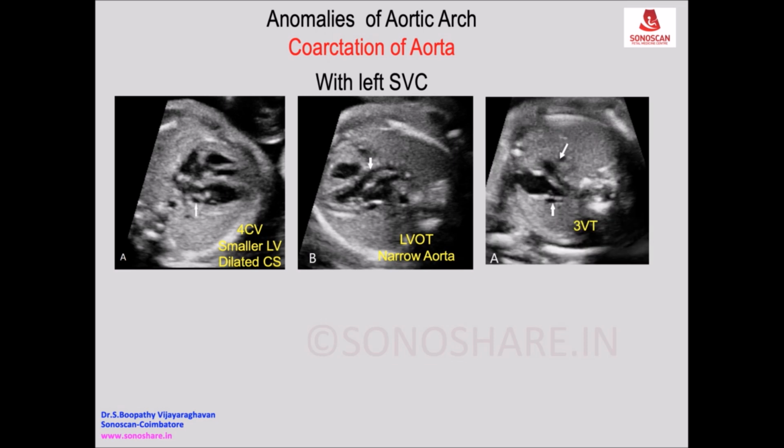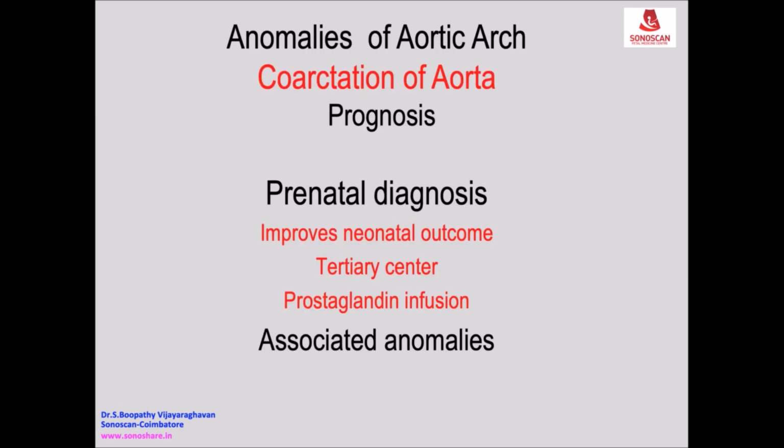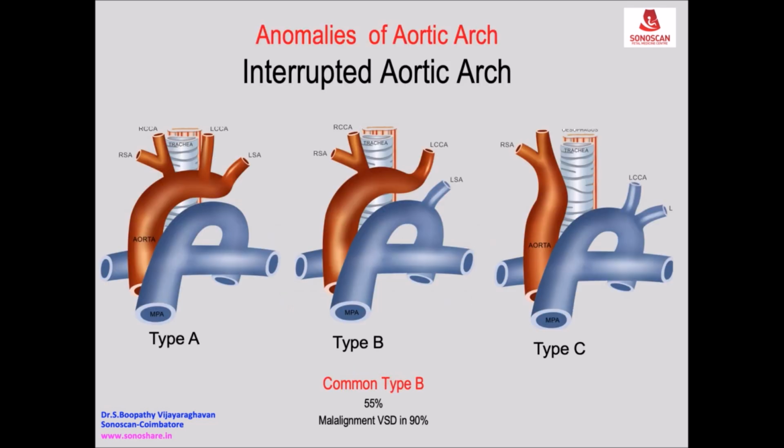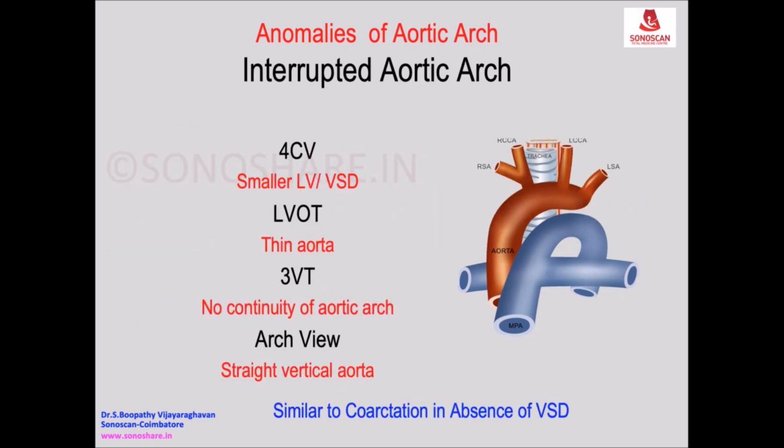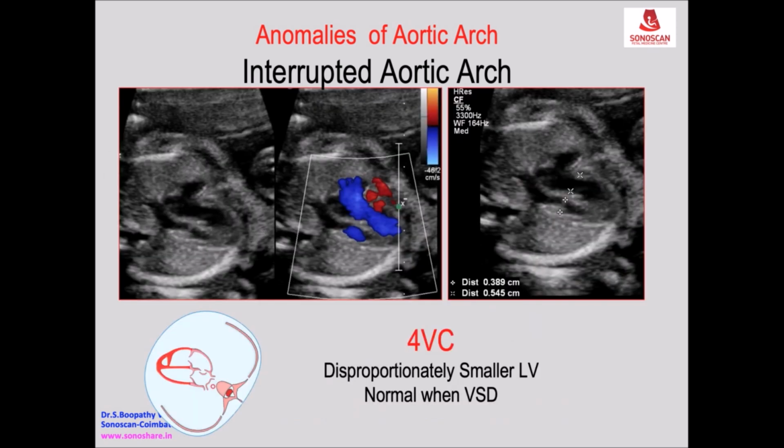In 3VT, besides the narrow aortic arch, you also see 2 SVCs, reduces and prevent a cardiogenic shock. And if there are associated anomalies, the prognosis becomes poor. This is the most common type in 55%, usually associated with a malalignment VSD in 90%. Straight continuing is the neck vessel. So features, if there is no VSD, it will be similar to coarctation of aorta.